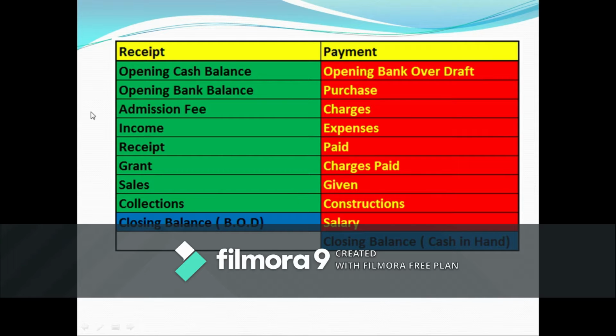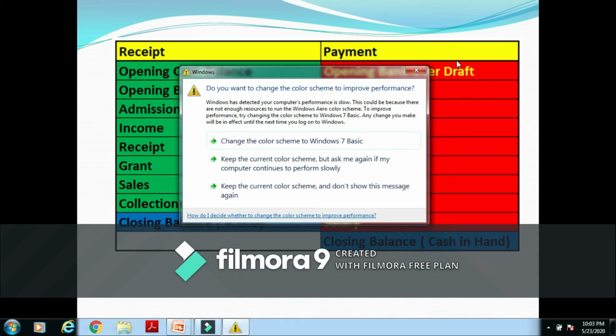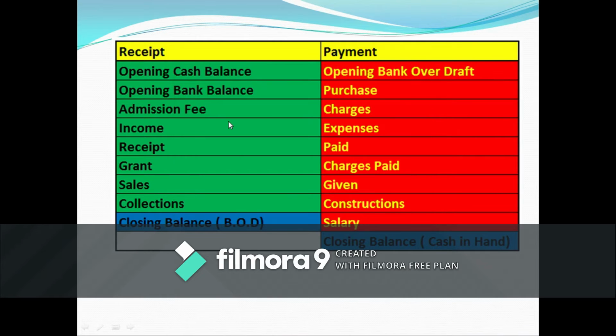Here, receipt side: all the cash received. Whenever we receive cash, it should be mentioned in the receipt side. Admission fees received, all the fees received. Whenever we receive any type of fees, the cash comes in. That's why it should be recorded in receipt side. Income, at the time the cash comes in: receipt, grant, sales, collections. So at the time we receive cash, it is recorded in receipt side.